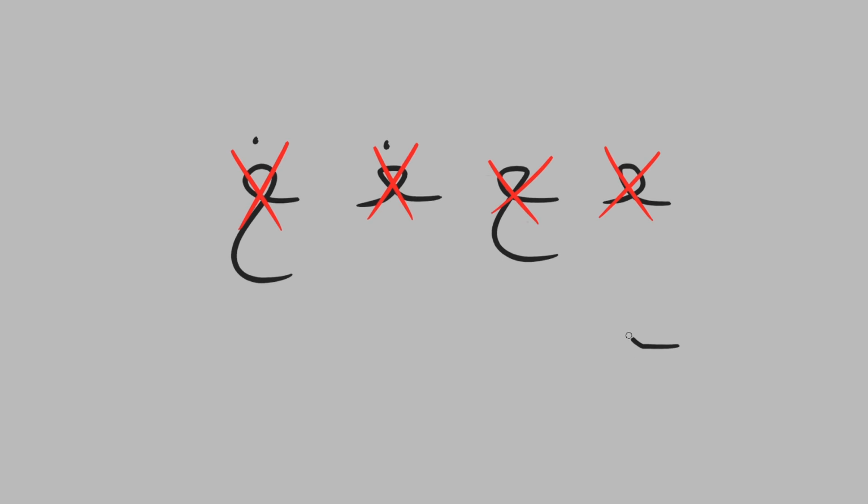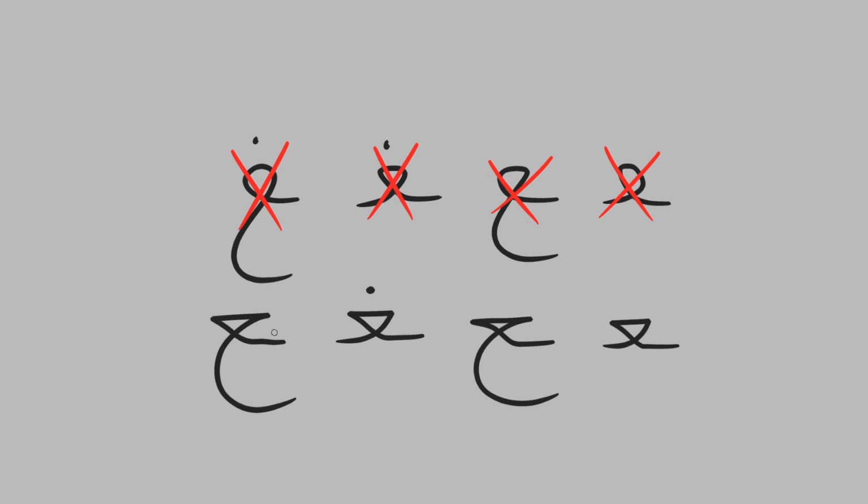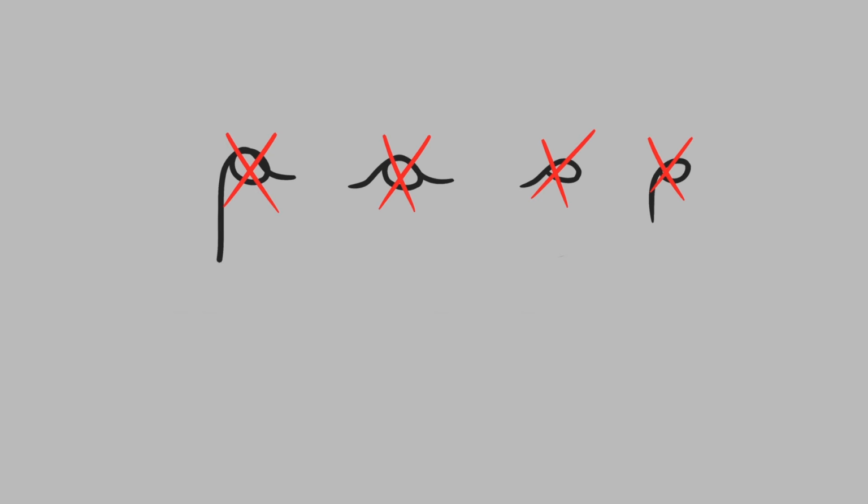The letters ayn and ghayn. Ayn, ghayn. The letter mim. The letter ha in the middle of the word. The two combined letters lam and alif.